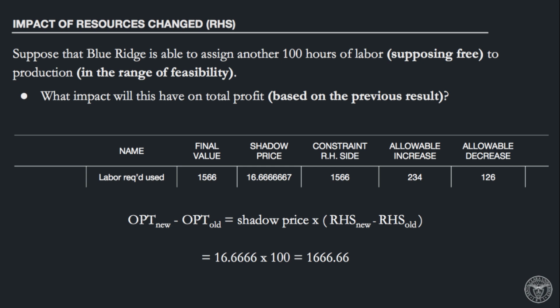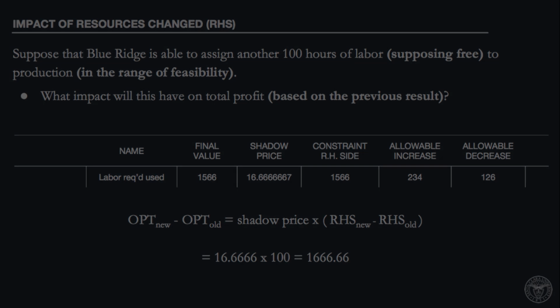Given that an increase of 100 hours is within the allowable increase, we can use this equation directly to compute the change of the optimal value, which will be equal to 16.66, the shadow price of the labor constraint, times 100 hours. So we get 1,666.66 for the change of the optimal value.